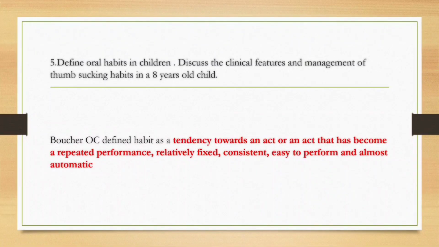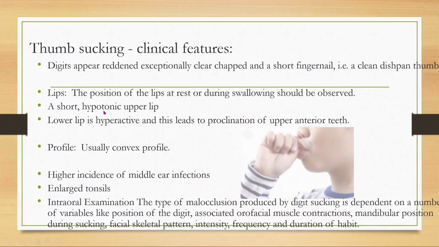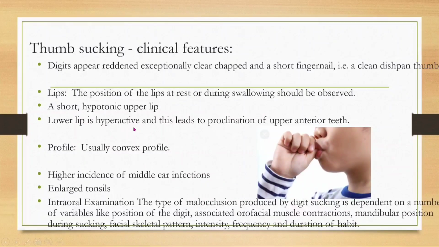So the next question is: define oral habits, discuss the clinical features and management of thumb sucking. Okay, habits, I already mentioned the definition. Thumb sucking, the clinical features: digits appear reddened, exceptionally clean, chapped, with a short fingernail, that is the clean dishpan thumb, and the position of the lips at rest or during swallowing should be observed. There will be a short hypertonic upper lip, the lower lip will be hyperactive and this leads to proclination of upper anterior teeth. A convex profile will be present in the child, with a higher incidence of middle ear infection and enlarged tonsils.